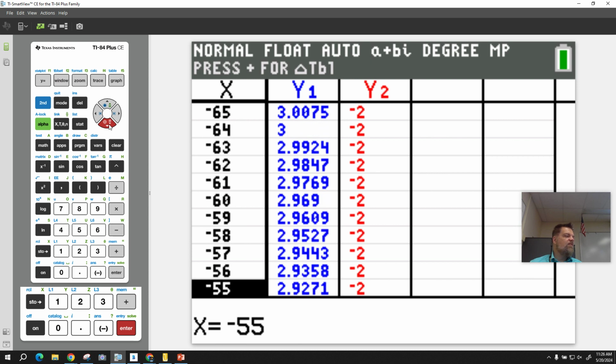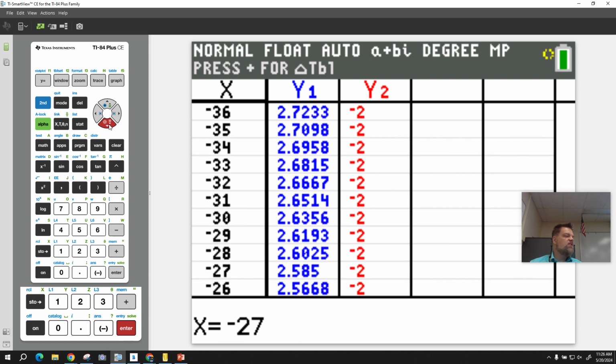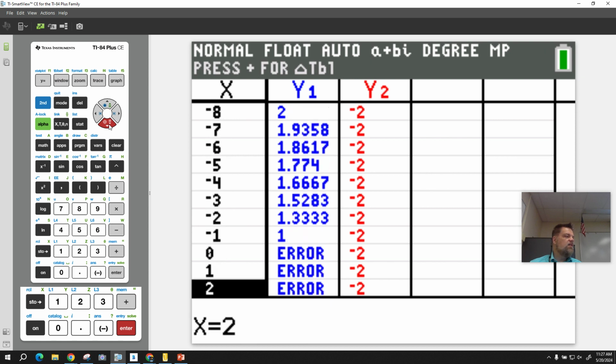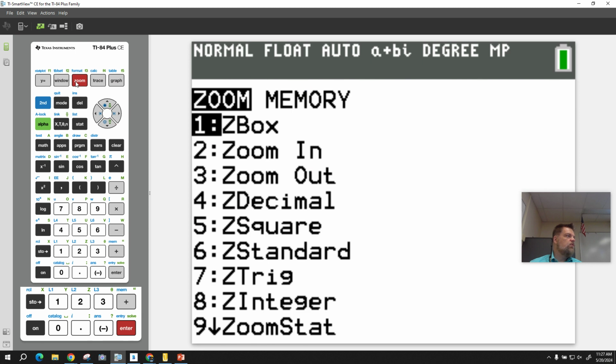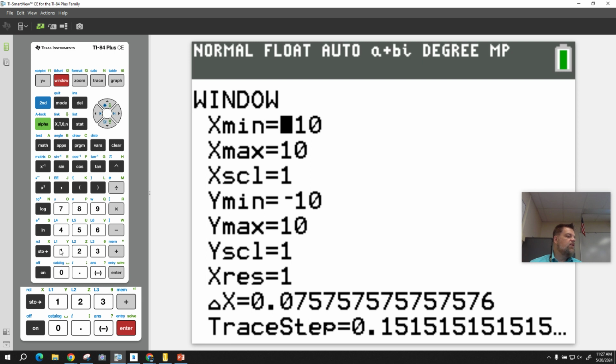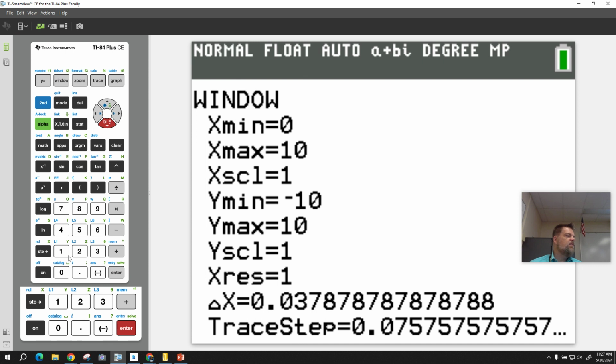What is 1 over 512? That's a really small number, right? 0.001953125. Yeah, it's between 0 and 1. So how do I find that on the calculator? Well, I'm going to have to zoom in really tight, but I know it's between 0 and 1. So hit window. I'm going to go from 0 as my x minimum and 1 as my x maximum.